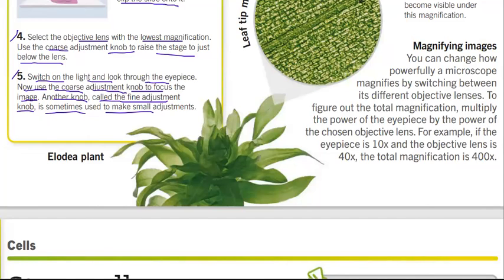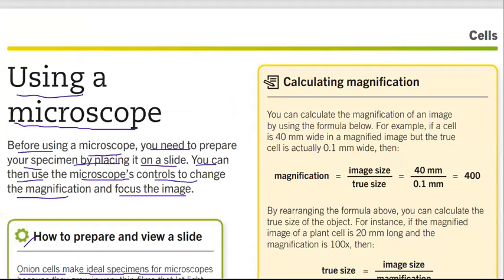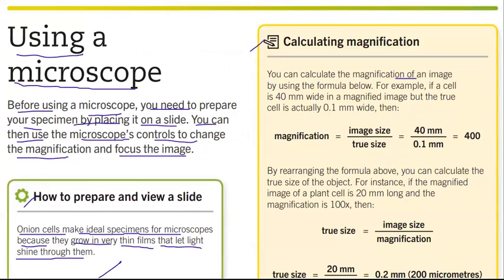And now we can observe how the magnification calculation can be done. You can calculate the magnification of an image using the formula given here. For example, if a cell is 40 millimeters wide in a magnified image, but the true cell is actually 0.1 millimeter wide, then magnification is image size divided by true size. Image size 40 millimeters divided by 0.1 millimeter gives 400. So the magnification is 400.